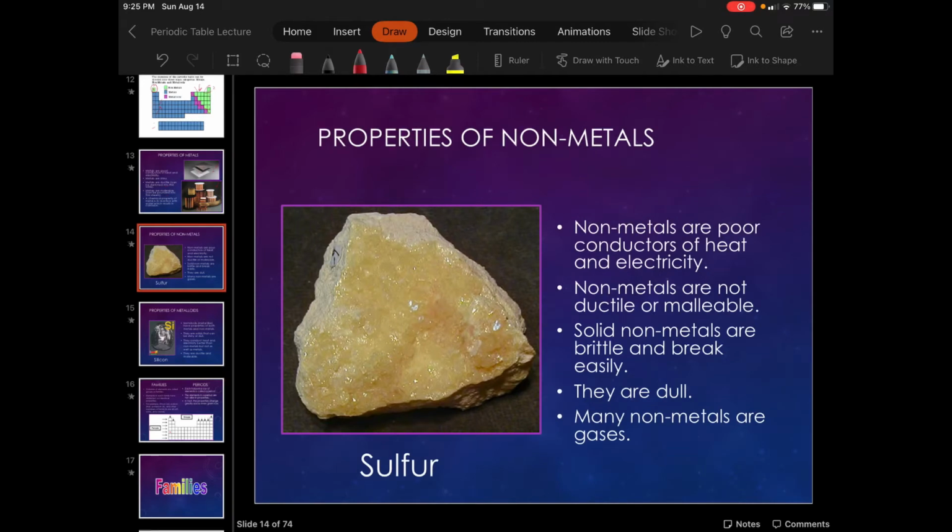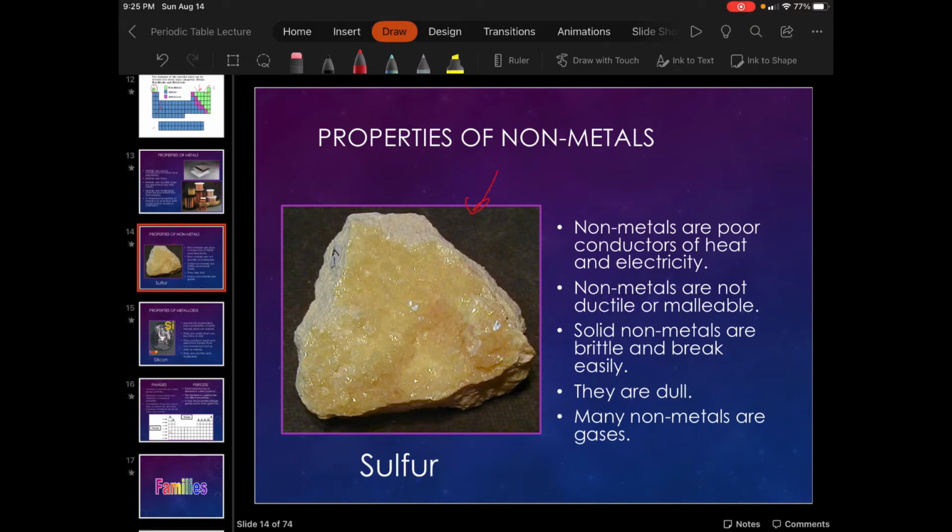So, properties of nonmetals. Nonmetals are poor conductors of heat and electricity, but notice it's still solid. Sulfur is still a solid, but it is considered a nonmetal. Nonmetals are not ductile. They're not malleable. They are brittle and they break easily.